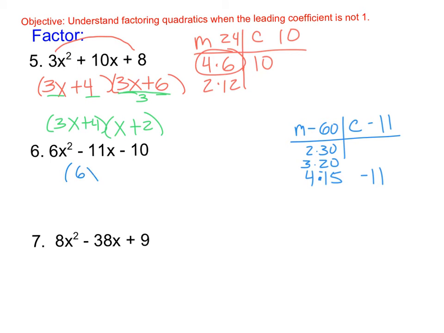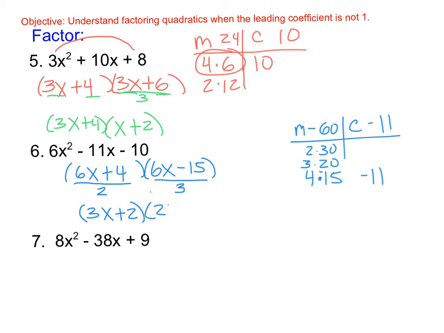So now we have 6x. Remember, 6x in both spots. We have plus 4 and minus 15. Now this one's different than the other ones we were doing the other day. Because notice, we can't divide by 6. But 6x plus 4, we can divide that by 2. And 6x minus 15, we can divide that by 3. And notice 2 times 3 is 6. So you're going to divide both of them out. So we end up with 3x plus 2 and 2x minus 5. And then again, you can check 2 times negative 5, negative 10. We're good there. All right, I want you to pause the video and try number 8 on your own.